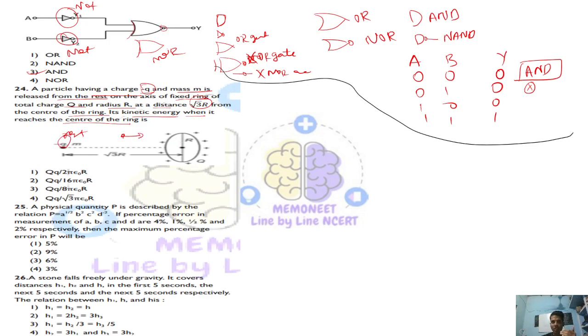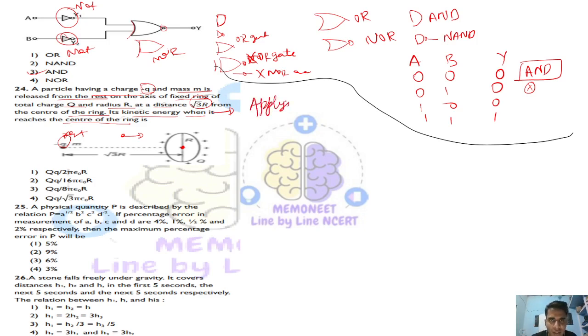So its speed will increase, and the potential energy will decrease. When it reaches the center, it has the maximum velocity and the minimum potential energy. You simply need to apply the conservation of energy, and once you apply it, you can easily solve it. It's a simple question based on conservation of energy.